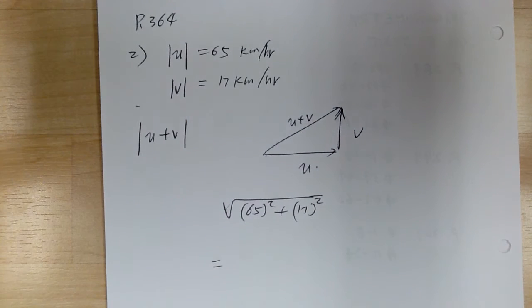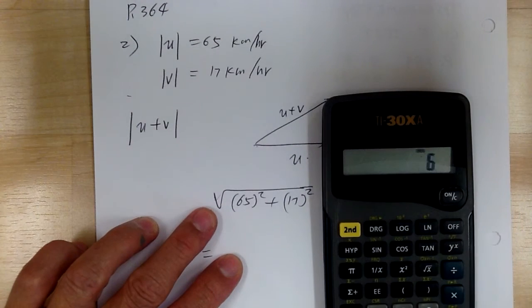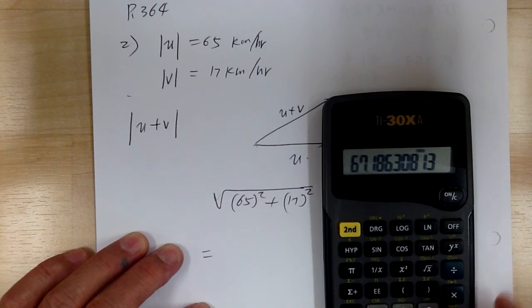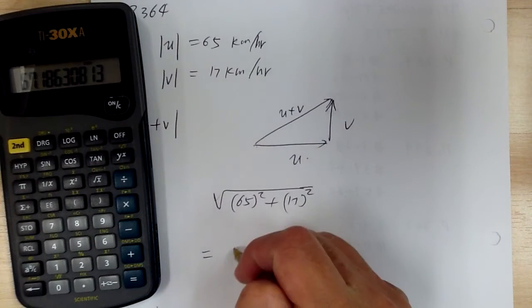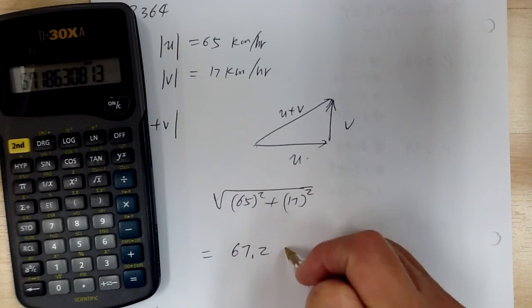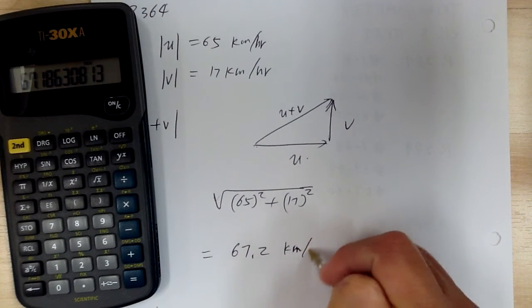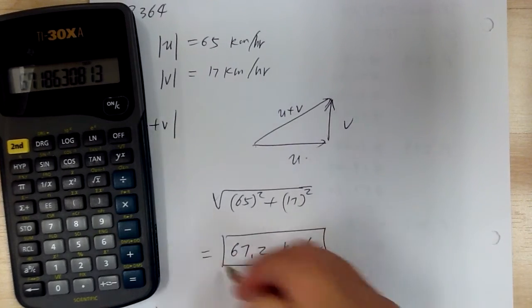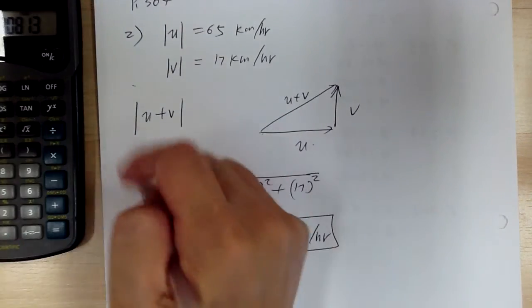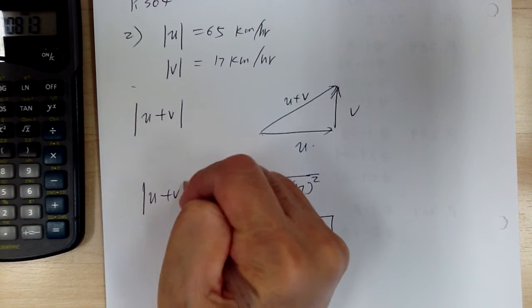And so you get the calculator, and that's going to multiply out. So 65 squared plus 17 squared, push equal, and you take the square root, and it comes out to be 67.2 kilometers per hour. Okay, and that's it. So that's the length of U plus V.